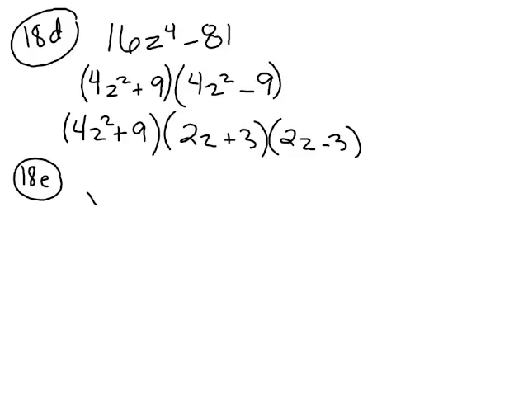18e is x squared minus 17. Okay, this is one of those trick questions. Square root of x squared, x. And then there's not a square root of 17. So I would just write it like that.